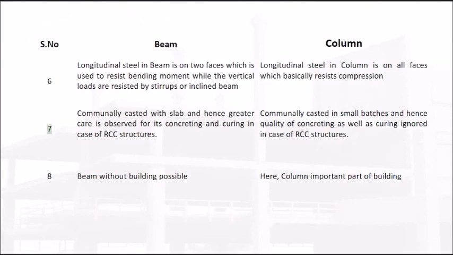7. Commonly cast with the slab, and hence greater care is observed for its concreting and curing in the case of RCC structures. Commonly cast in small batches, and hence quality of concreting as well as curing is ignored in the case of RCC structures. 8. A building without beams is possible. Here, the column is an important part of the building.